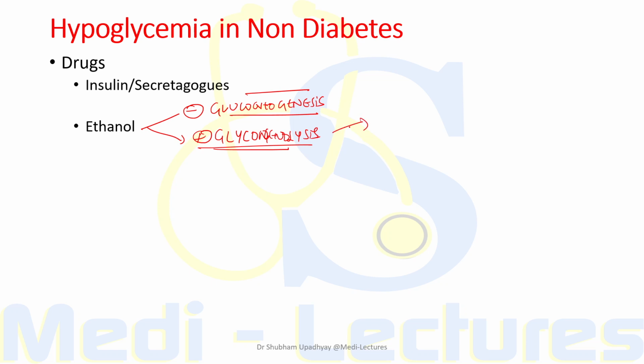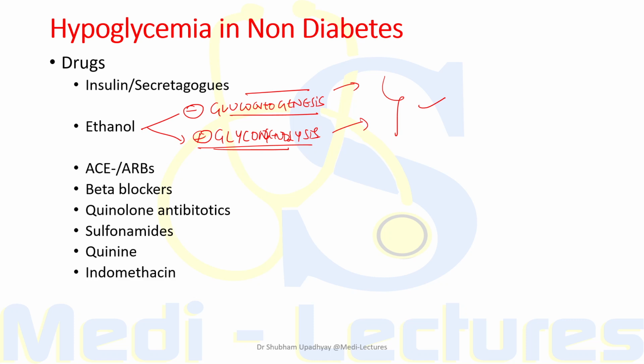Hypoglycemia typically occurs in them after several days of ethanol binge, during which a person is eating very little food, which leads to depletion of glycogen. At the same time, gluconeogenesis is also inhibited. So these patients can develop hypoglycemia after several days of alcohol binge. Now, other drugs which are implicated include ACE inhibitors, ARBs, beta blockers, quinolone antibiotics like levofloxacin, sulfonamides, quinine, which is an anti-malarial drug, and NSAIDs like indomethacin.